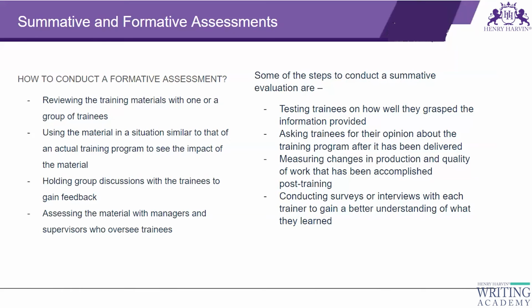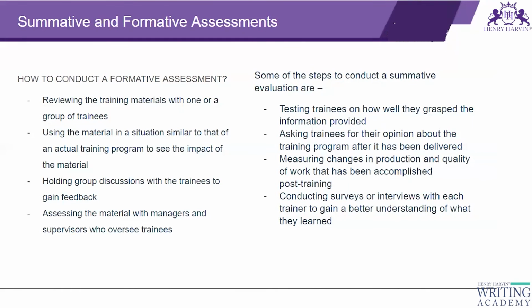The third point is holding group discussions with the trainees to gain feedback. We are doing some group discussions and brainstorming with the trainees to gain their feedback. At the end of this session, we can do this. We can take their feedback and do some brainstorming. We can also sit with the tenured people and have them review it, asking them to take a look and tell us how capable they think this is, and how good they think this particular content is.